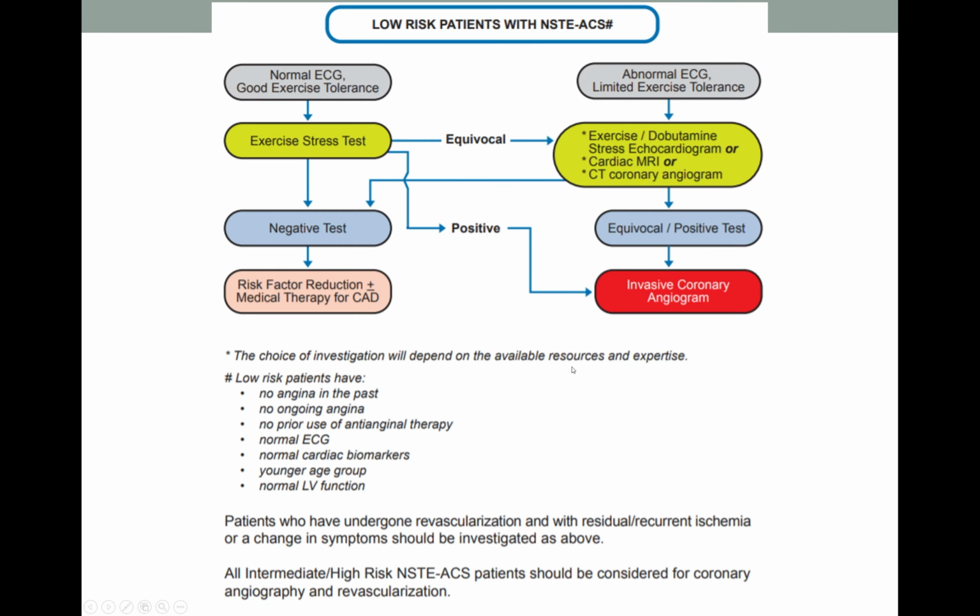Okay, so this is for non-STEMI ACS patients. So this is for low risk patients. We can see the criteria below here. What is low risk? Basically no angina in the past, no ongoing angina, and so on and so forth.